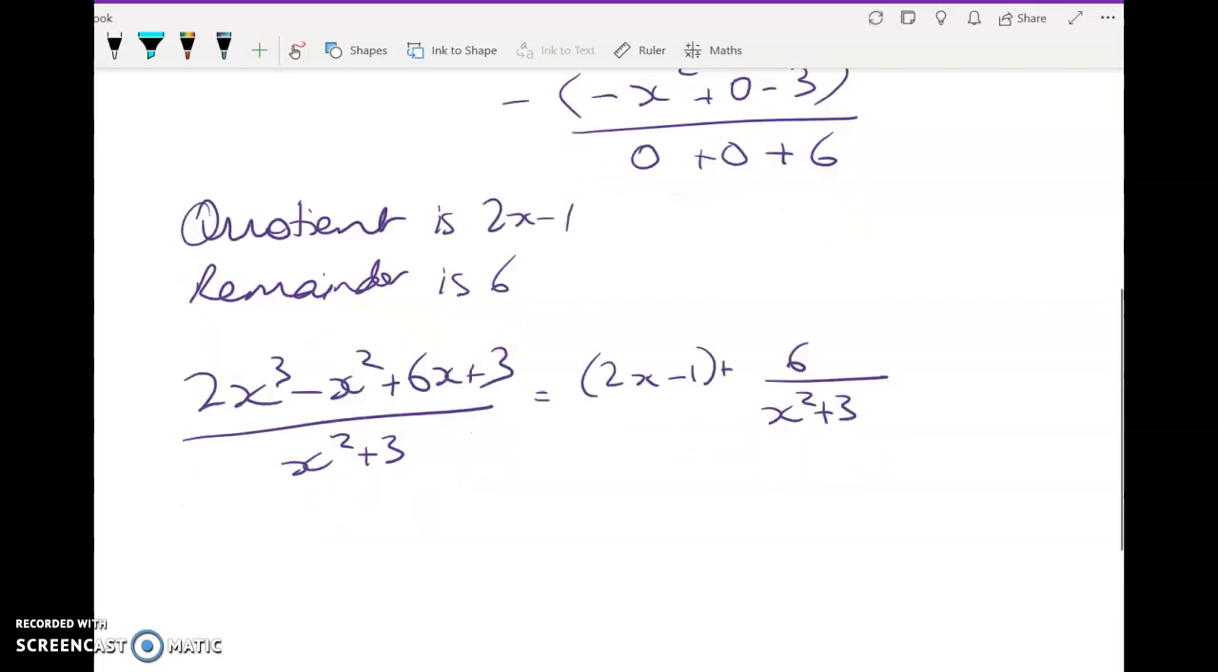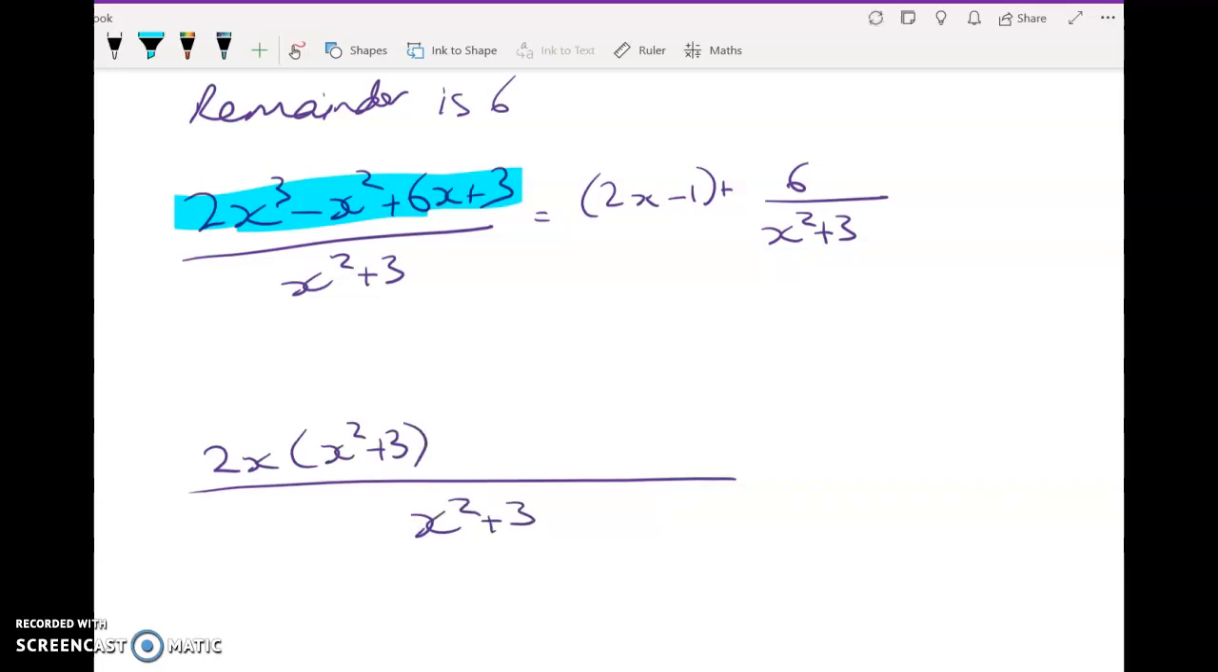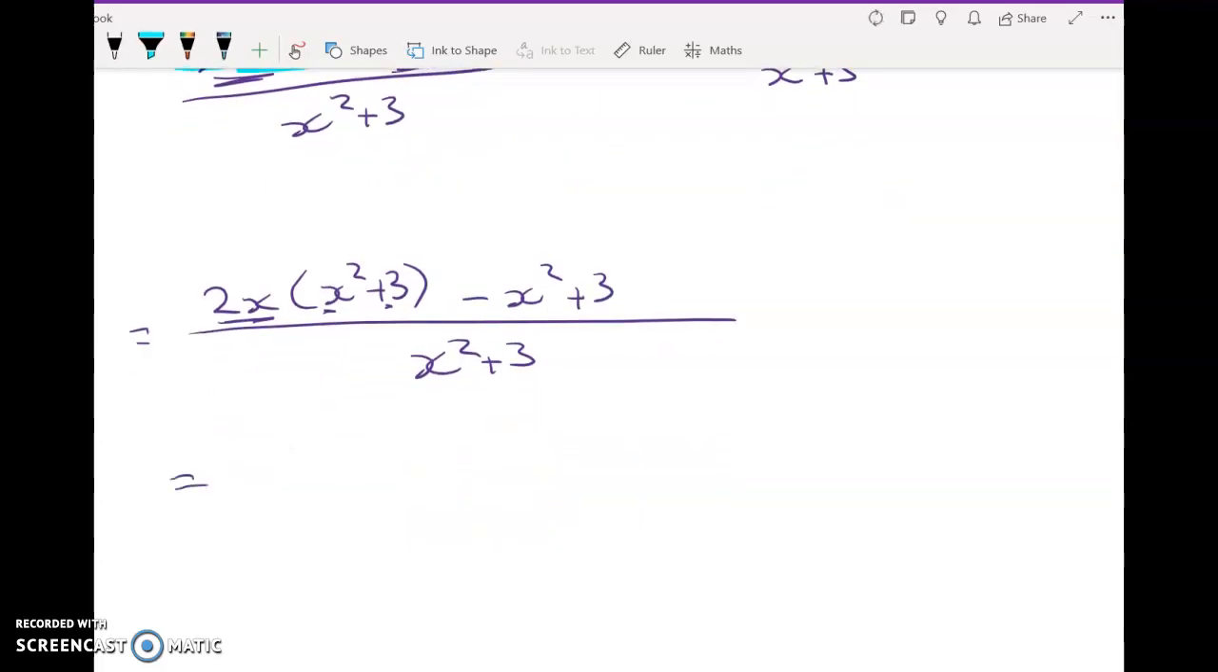I'm just going to show you how we could do that the other way. And this is my preferred way. I think it's slightly faster, but you have to be a wee bit careful. So what we're trying to get to is this in the numerator. So we're going to start by saying, well, it's got to be 2x times x squared plus 3. But I've now added in, let's see what I've got. Well, I've got 2x cubed plus 6x, which is exactly what I want in here, but I've still got minus x squared plus 3. So that equals 2x, and then minus 1 times x squared plus 3.